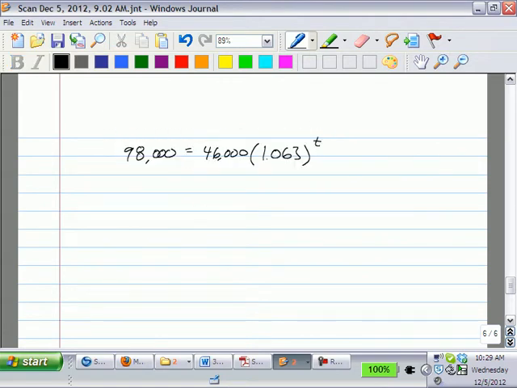Things that I notice after I built this model: the variable I'm trying to solve for is in the exponent position, which tells me I'm going to need to use logarithms to get access to that. I'm going to need to put both sides in a common base. I don't see 10 anywhere. I don't see e anywhere. So I'm going to go with base 10. First things first, though, I want to divide both sides by 46,000.